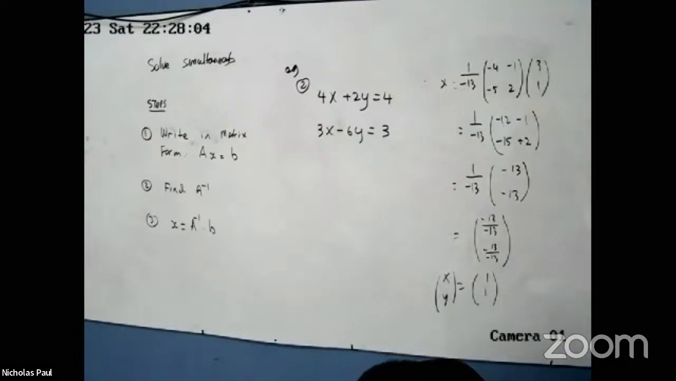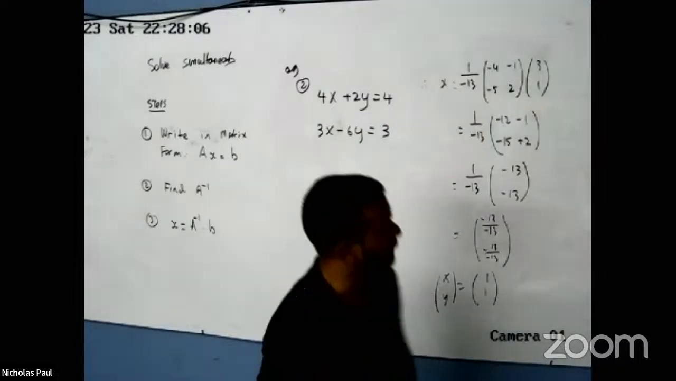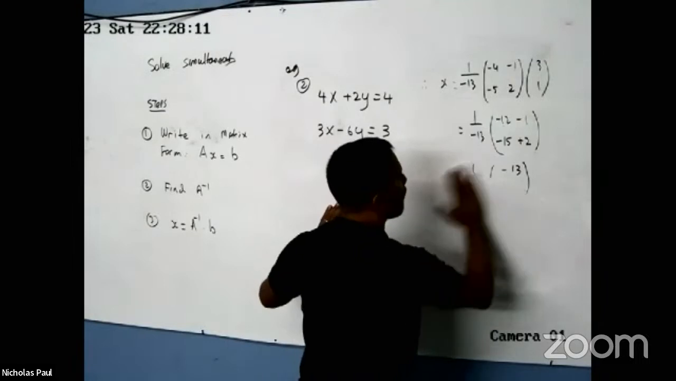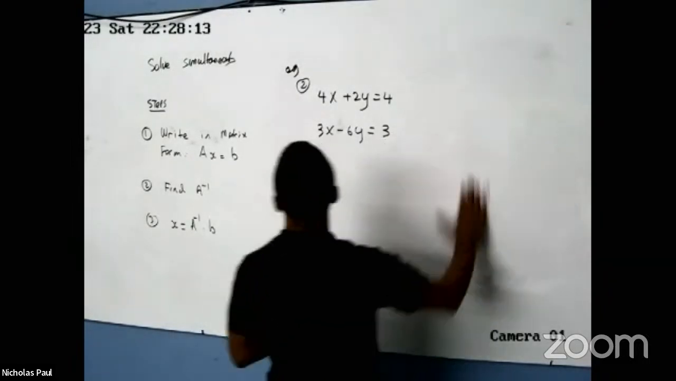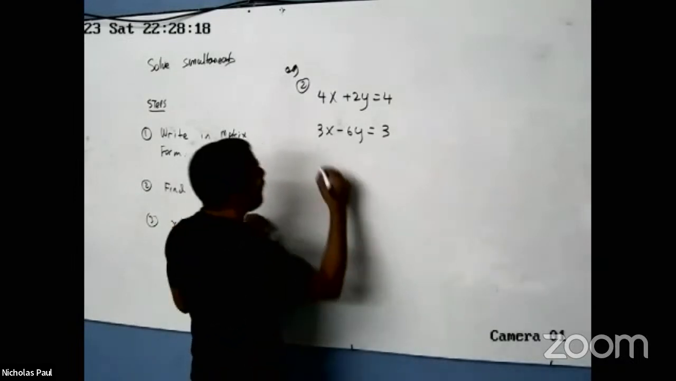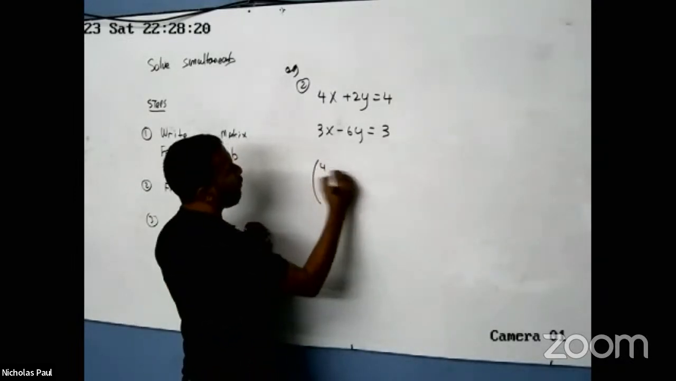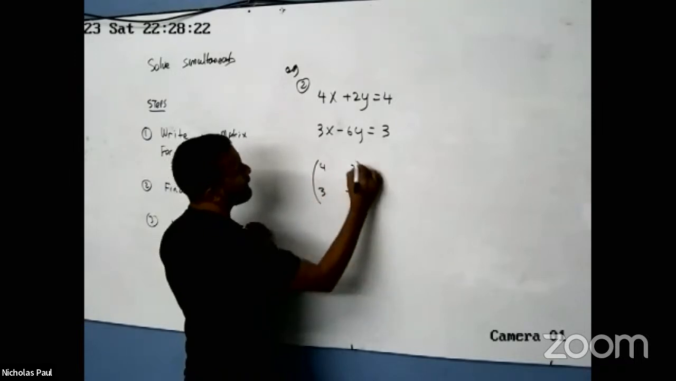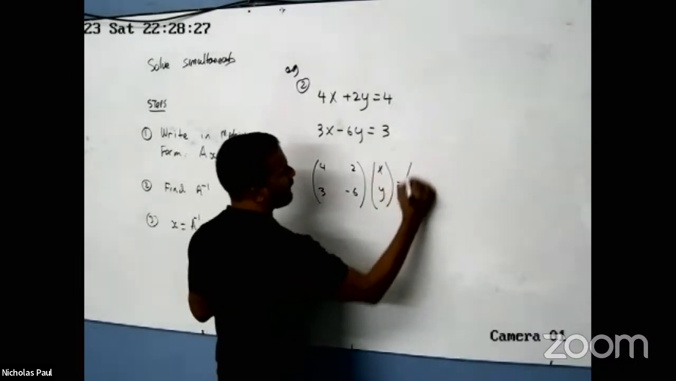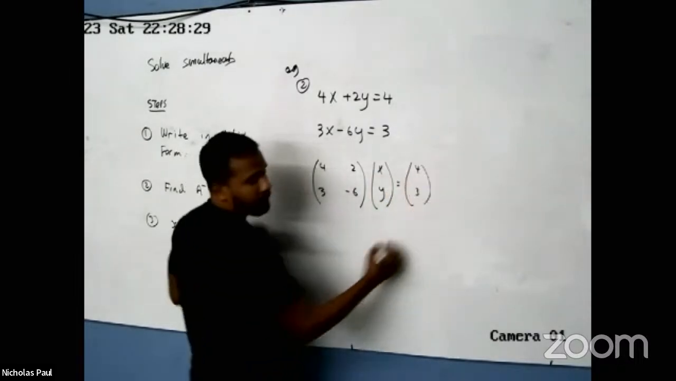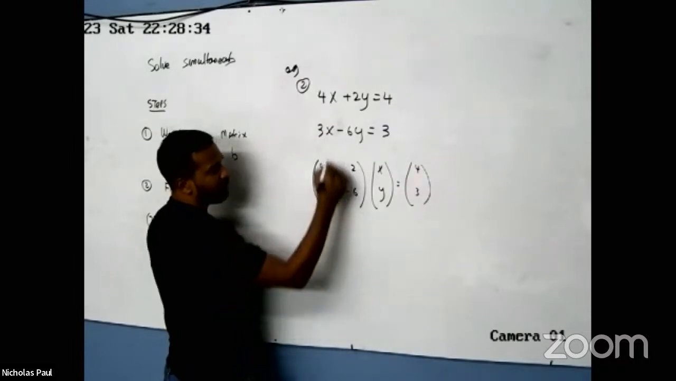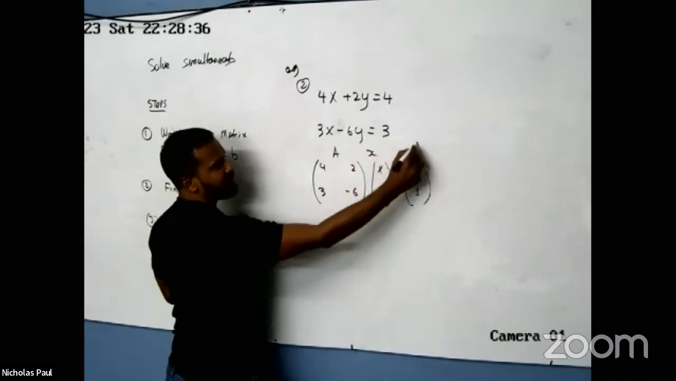Right, so let's see if we got it right. The answer should be 1-0. Right. Let's see what you got here. So that's 4, 2, 3 minus 6. XY is equal to 4, 3. Okay. This is the A. This is the A. This is the X. This is the B.